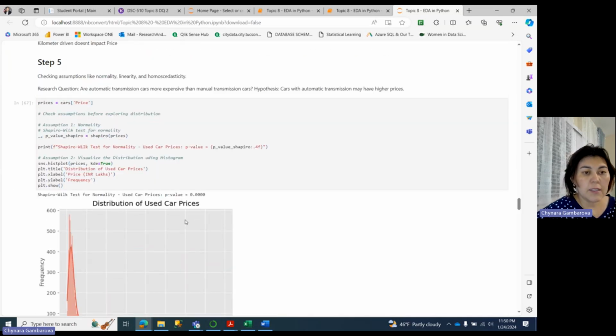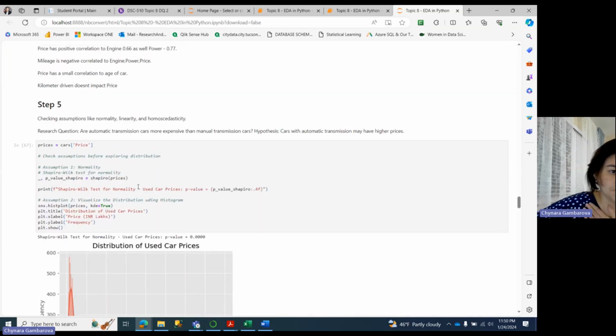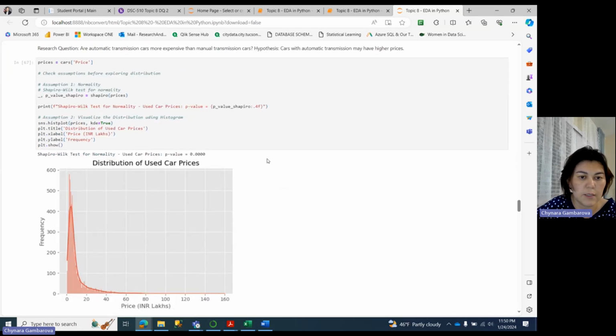Interesting finding. On the next steps, I am checking for normality, linearity, and homogeneity assumptions, because I'm going to answer the question, are automatic transmission cars more expensive than manual transmission cars? And I'm going to compare the means of the prices between automatic and manual cars. So I want to perform a t-test.